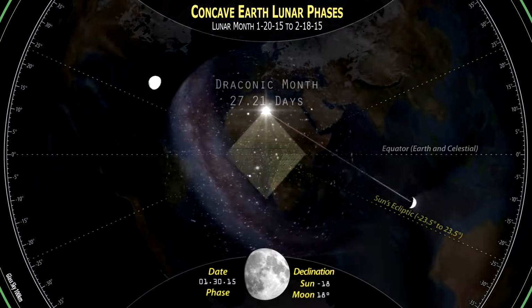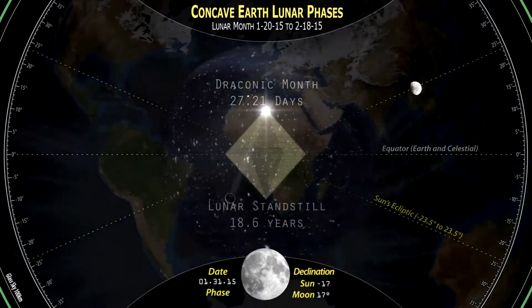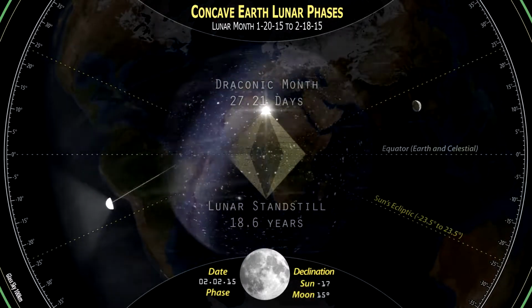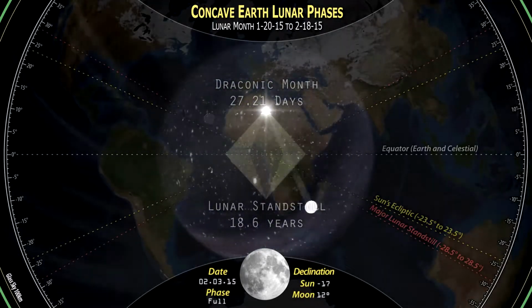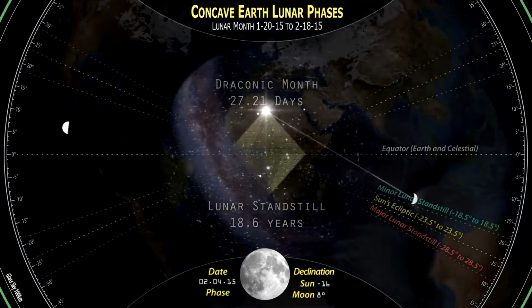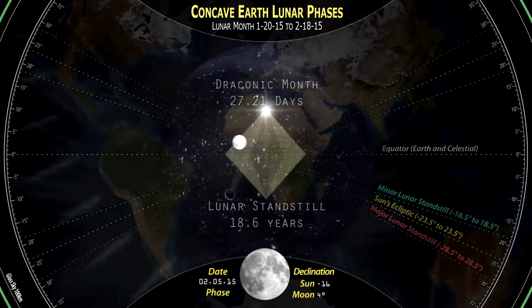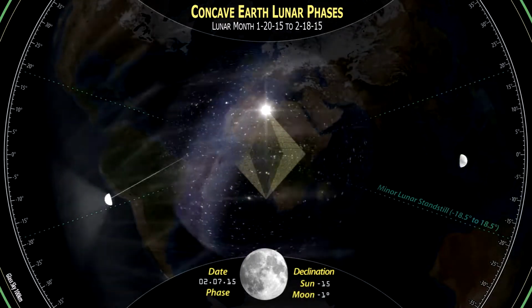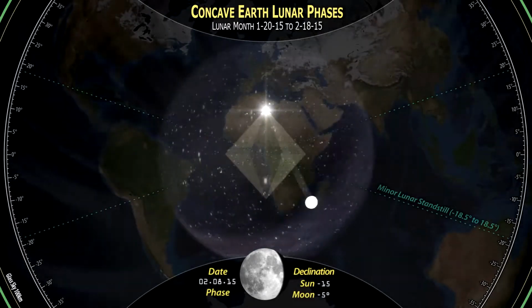This cycle for the moon is called the Draconic month at 27.21 days. And the lunar standstill of 18.6 years is the time in which the moon actually fluctuates in the sky, going from very high to a major lunar standstill at negative 28.5 to 28.5 to a lower minor lunar standstill of negative 18.5 to 18.5. This October, we are entering into a minor lunar standstill, so the moon will not ascend or descend that high in the sky.